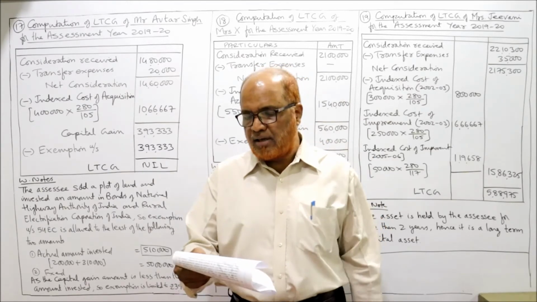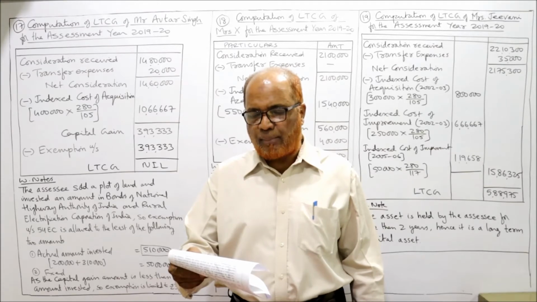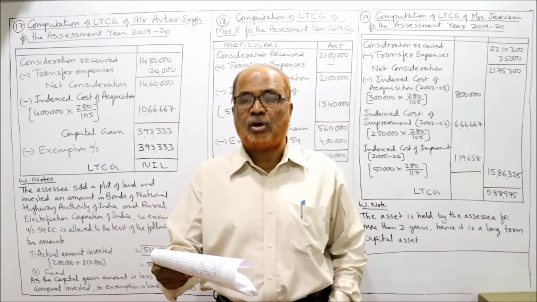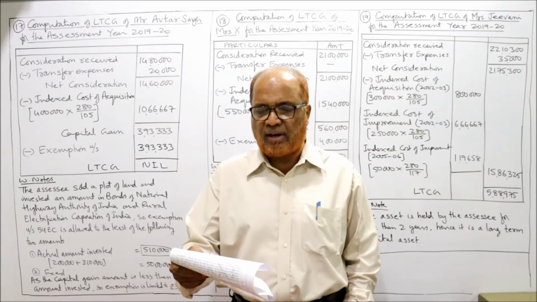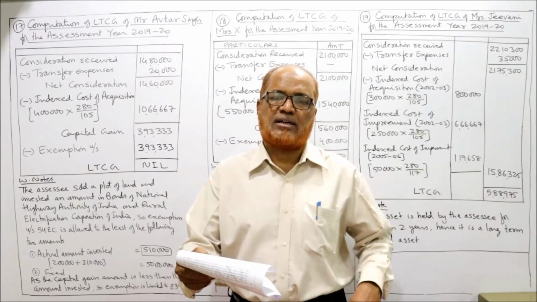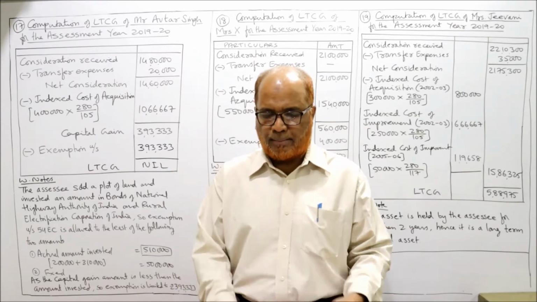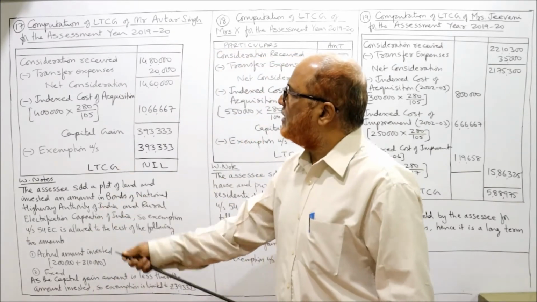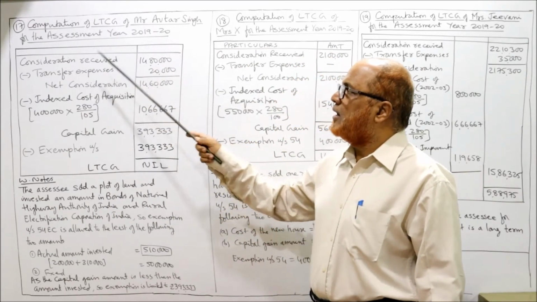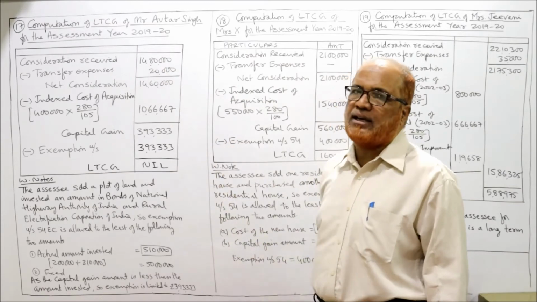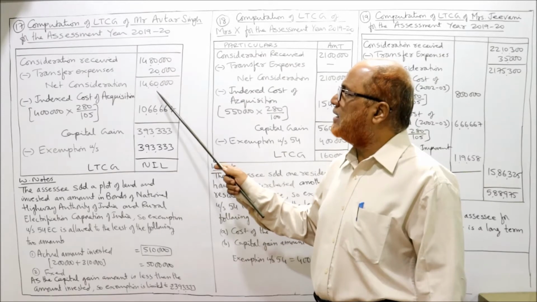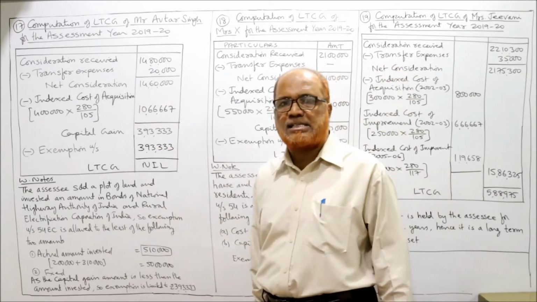Compute the taxable amount of capital gain if the CII, cost inflation index, for 2002-2003 is 105 and for 2018-19 is 280. Current previous year index 280. That's all. Now see carefully here. Computation of LTCG of Mr. Avtar Singh for the assessment year 2019-20. Consideration received 14,80,000. Less transfer expenses of 20,000. Then 14,60,000 is the net consideration.